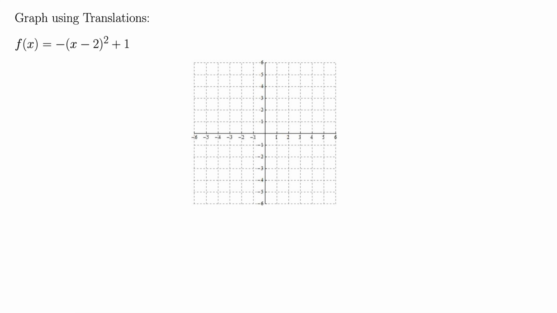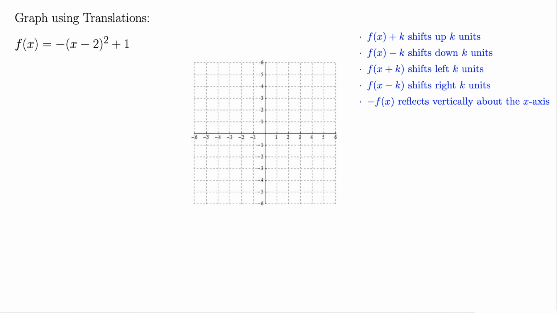This exercise asks us to graph f of x equals negative quantity x minus 2 squared plus 1, and it wants us to graph that using translations. So let's recall the rules for graphing using translations, and reflections in this case. We start with our base graph, f of x equals x squared.